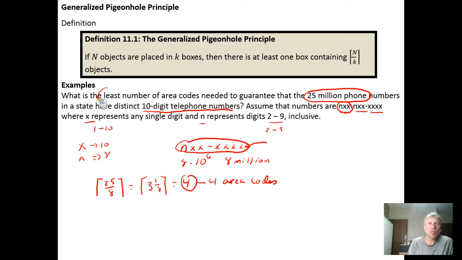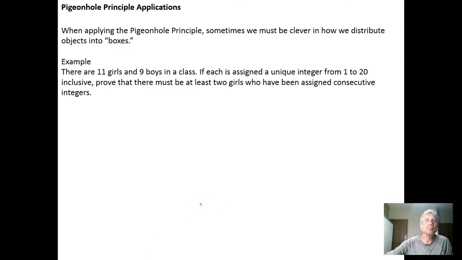What is the least number of area codes needed to guarantee that these 25 million phone numbers are distinct? And this makes sense. If you've got at least 4 that are the same, then you need 4 area codes to prepend to those numbers to make them unique. So now we get into a more difficult application. I'm going to do 3 that are similar to this because these are a little bit more difficult. So hopefully by giving several examples, it'll help with the homework.